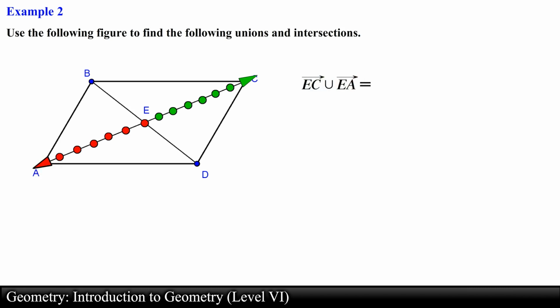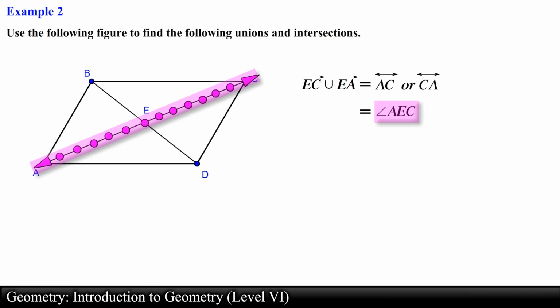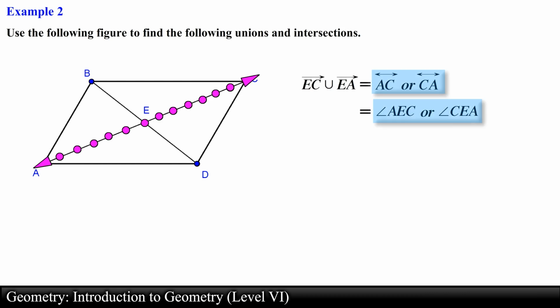Since we are asked to find the union of these two sets of points, we essentially want to unite or merge all the points from both rays, forming a new set. This new set will form a line which can be denoted as line AC or line CA. We can also argue that the union of these two rays also forms an angle. In this case, we form a straight angle, specifically angle AEC or angle CEA, with the vertex located at point E. Straight angles will be discussed more fully in a later video. For now, either the line or angles are acceptable answers for this problem.